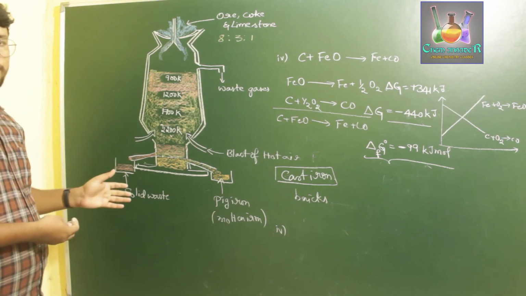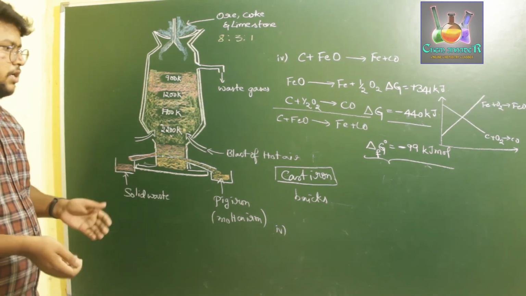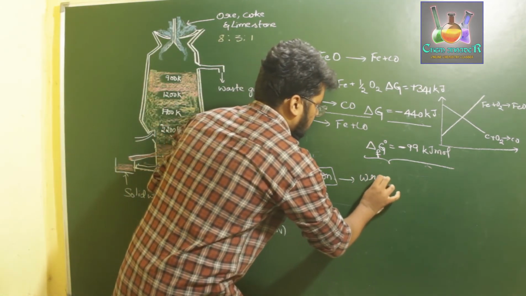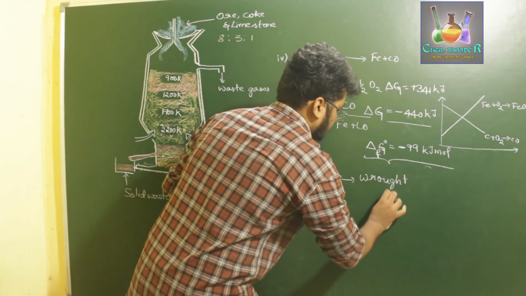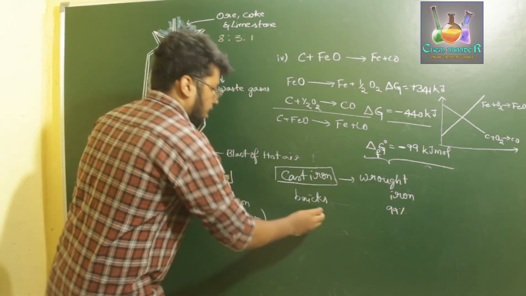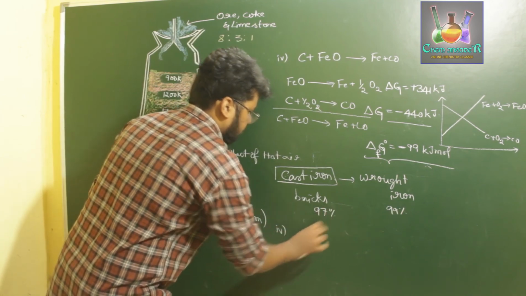This cast iron, on further heating and reduction, with burning in the absence of oxygen, we are completely going to remove all the impurities like carbon. Then we prepare our purest form of iron, that is wrought iron, which is about 99% pure, whereas cast iron is about 97% pure.